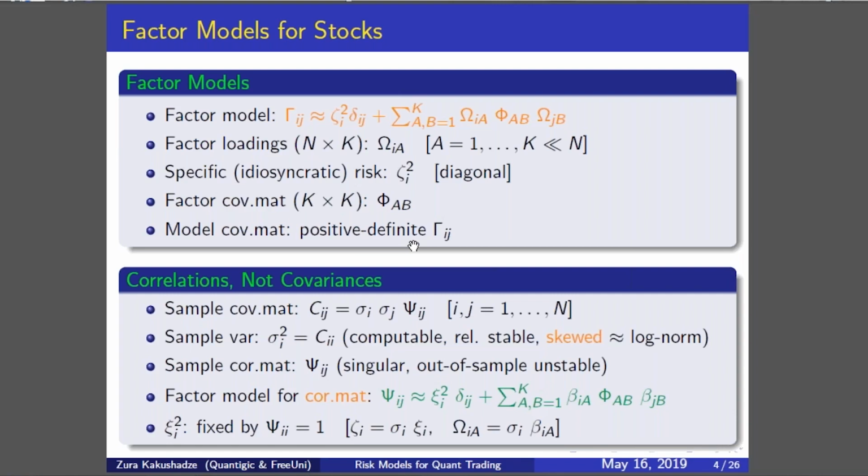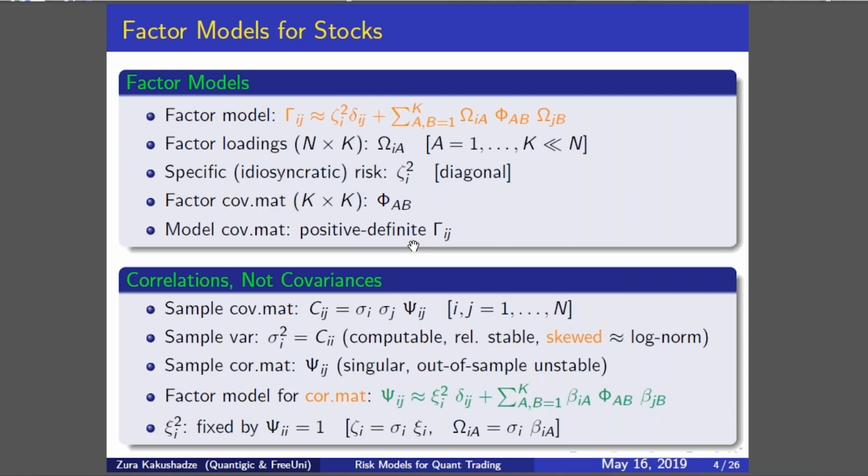cross-sectionally have a skewed distribution, a very long-tailed skewed distribution. It's roughly, not exactly, but it's roughly log normal. So basically, these sigmas are very skewed from one stock to another to the third, and you don't want to try to model that skewness, because that skewness has nothing to do with the issues that I mentioned above, which is the singularity of the sample correlation matrix, instability out of sample, and so on and so forth.